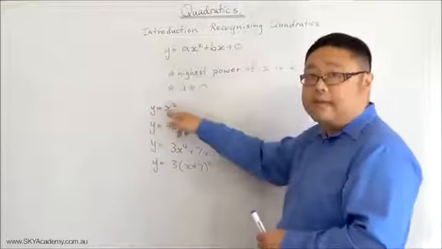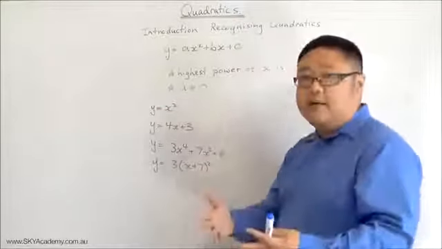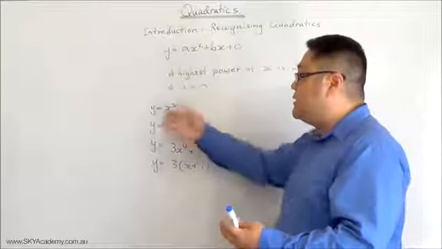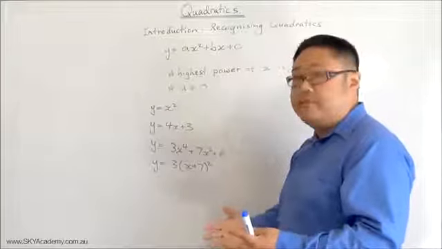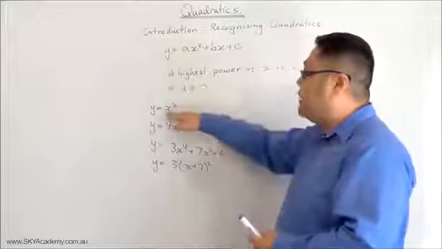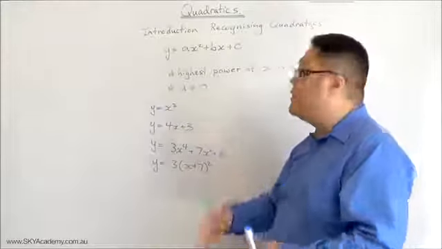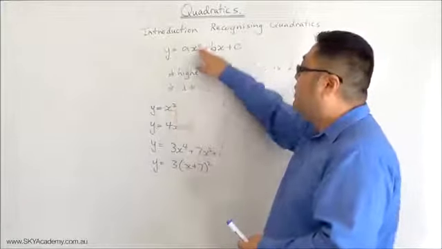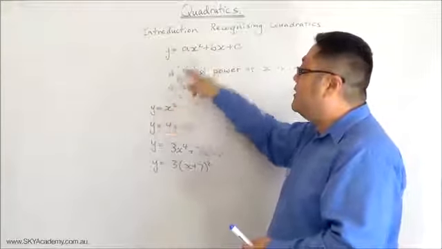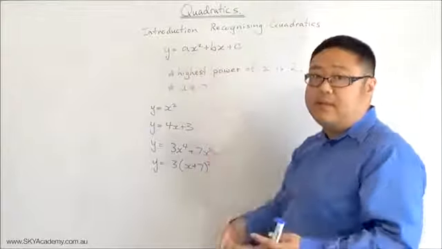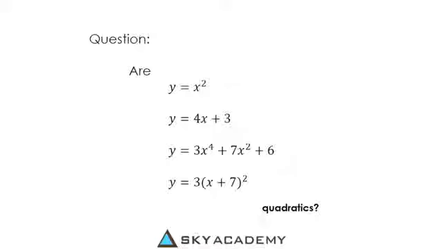Y equals x squared. Is this equation a quadratic expression? Yes, it is a quadratic. The reason why it's a quadratic is because your highest power is 2. A equals 1 in this case, b equals 0, and c equals 0. Yes, it fits our definition of a quadratic. So the answer is tick, this is a quadratic.